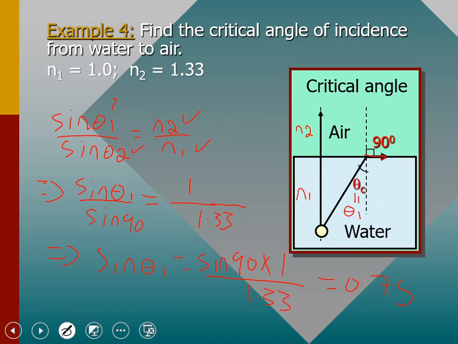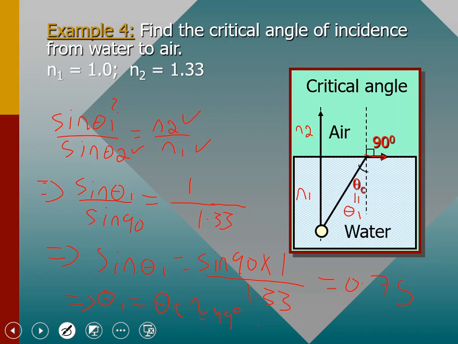Shift sine of 0.75, so we will get 48.5, which is approximately 49. This implies that theta 1, which is the same as the critical angle theta C, is approximately 49 degrees. So it's 48.5, or approximately 49 degrees for simplicity.